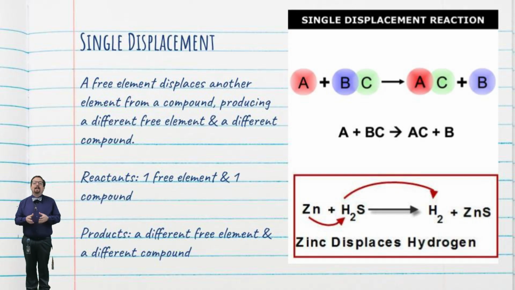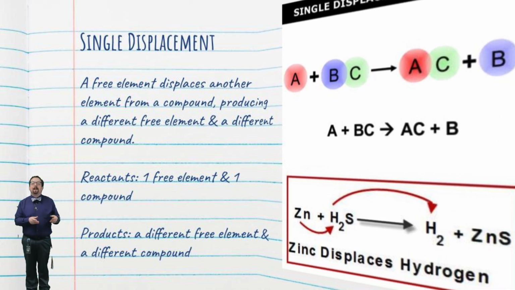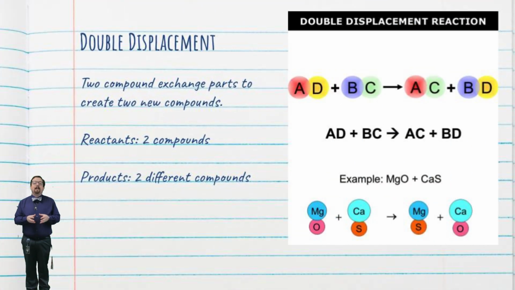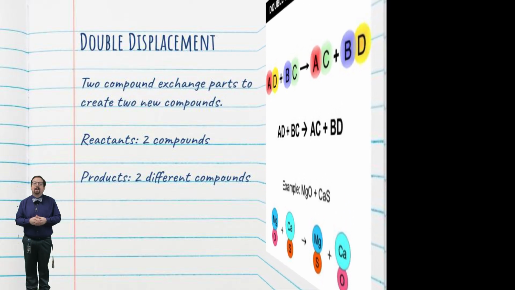In the example here, we have zinc as our element, and it swaps places with hydrogen, giving us elemental hydrogen and zinc sulfide. A double displacement is very similar, but instead of having 1 element and a single compound on each side, we have 2 compounds on each side. Double displacement. In this example, you can see the O and the S just swap places in their respective compounds, and we end up with 2 new compounds formed from it.